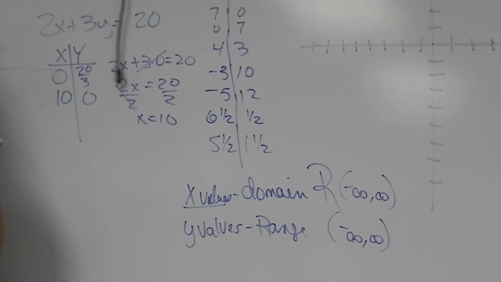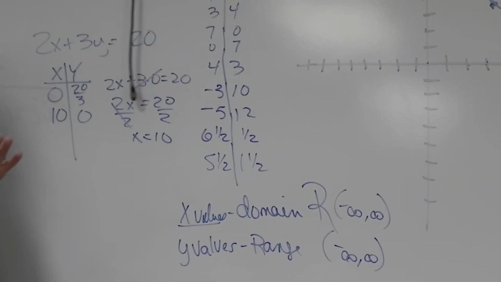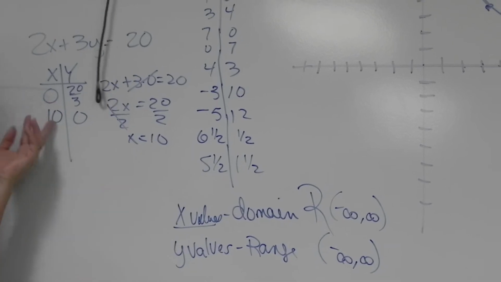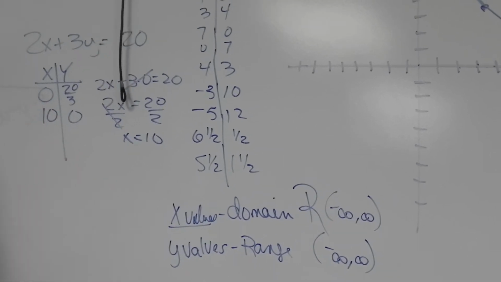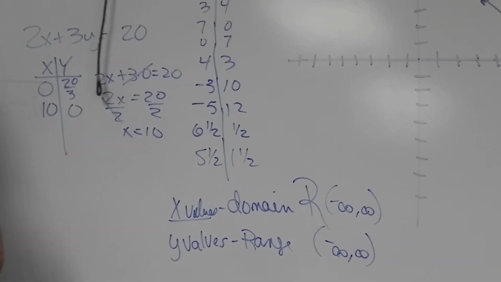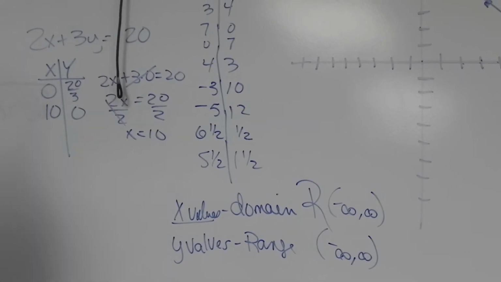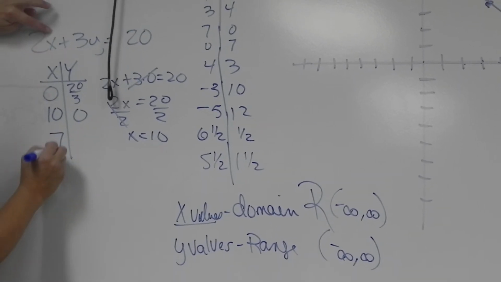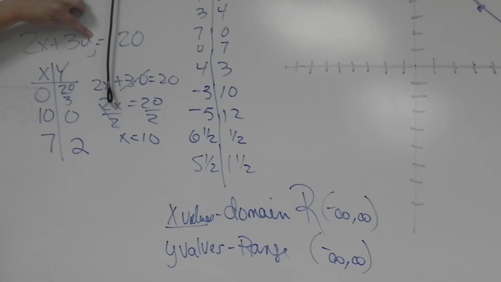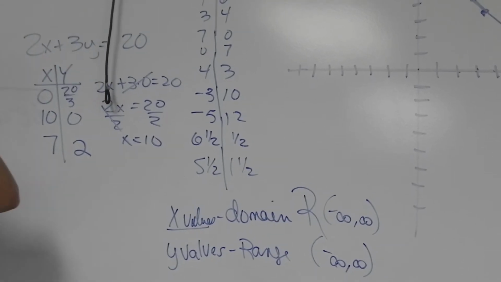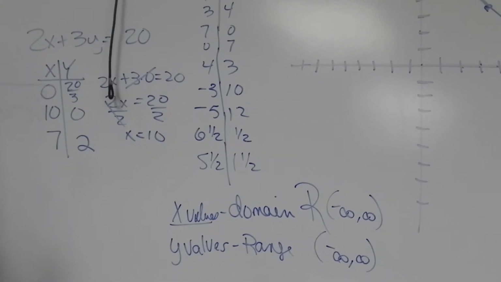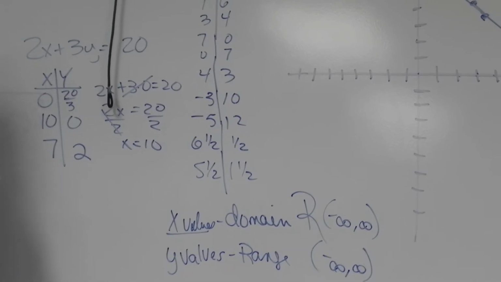Does anybody just happen to get your wheels turning and you think of a combo? Anybody think of something that works? 7 and 2 work? Yeah, I think it does. When you plug in 7 for x and 2 for y, that would give you 20. Anybody else? I'm challenging you now, right? So anybody else have one?